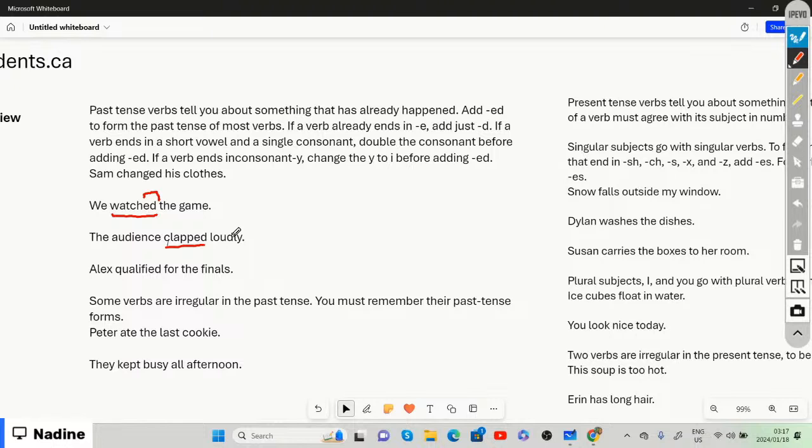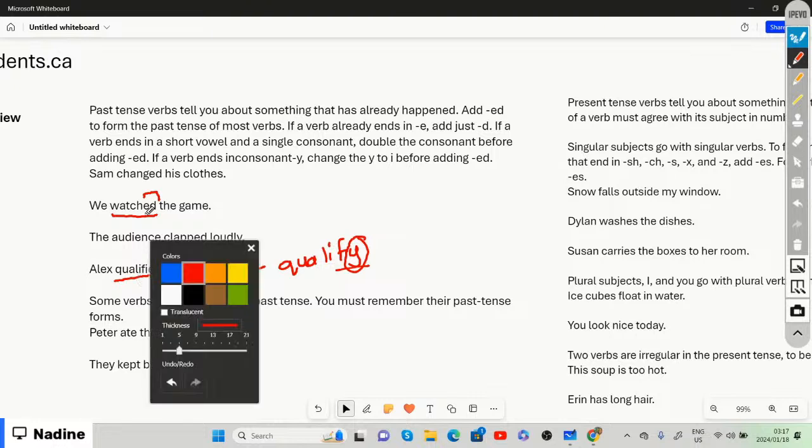Another example is where it says Alex qualified. This is our word qualify. Qualified is in the past tense, and qualify is the present tense, right? But in the past, Alex qualified for the finals. And we said that if a verb ends in the consonant Y, then we change the Y first to an I before we add the ed.